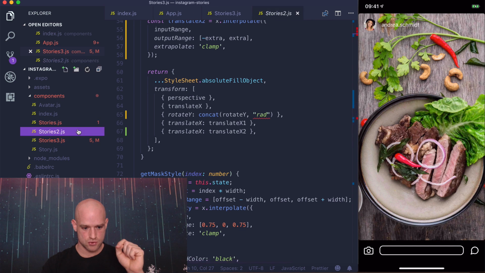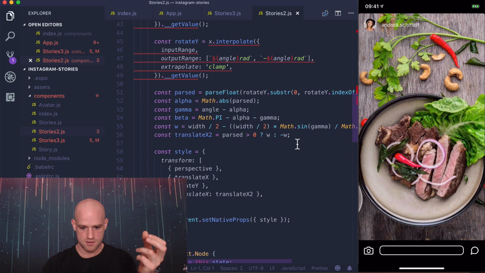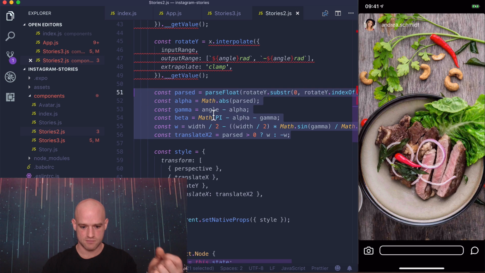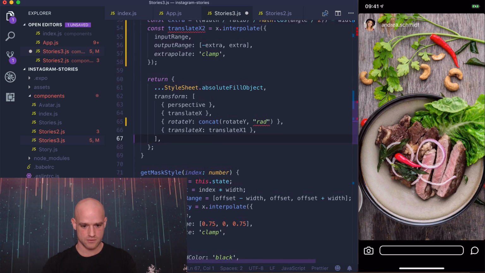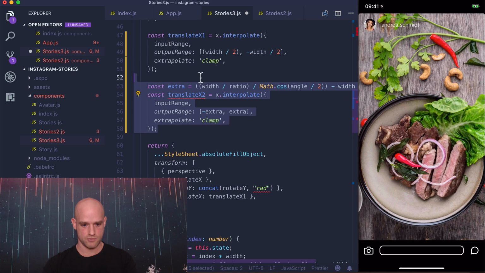And now if we look at stories 2, where we do compute, so this is the formula we use to compute the translation that we need to achieve. We need to rewrite this one using Reanimated. So instead of using Math.abs, we will use absolute from Reanimated. Instead of using subtract from JavaScript, we will use subtract from Reanimated. Same for divide, multiply, sinus. And here also I have some condition. So we will use condition from Reanimated. So this extra translation 2 I don't need. So this one I can remove.